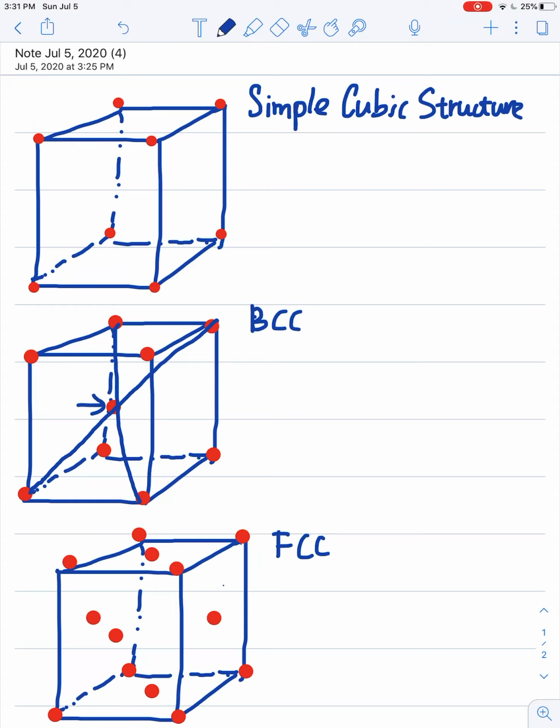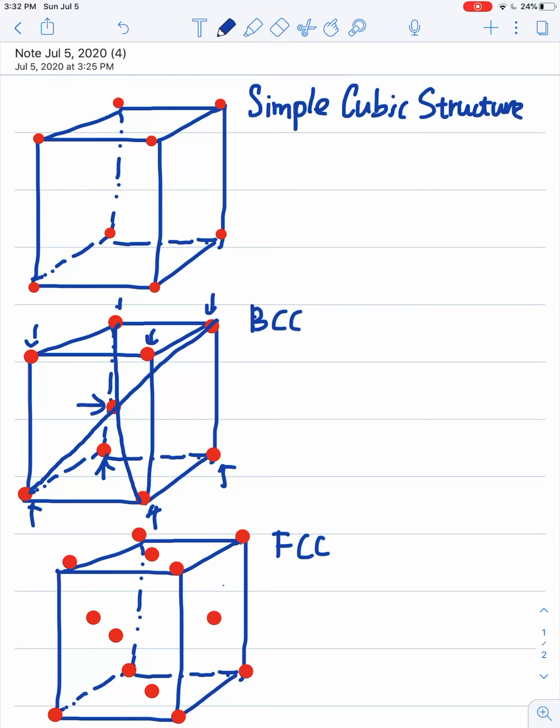So that atom here is at the center of the body. And inside of this BCC crystal structure, can you count how many atoms are inside of a unit cell? What I'm drawing here is a unit cell. Let's count how many atoms we have. Let's look at the atom at the center of the body. That is one atom. And at each corner, we have 1, 2, 3, 4, 5, 6, 7, 8. So we have 8 corners. It appears there's an atom at each corner.